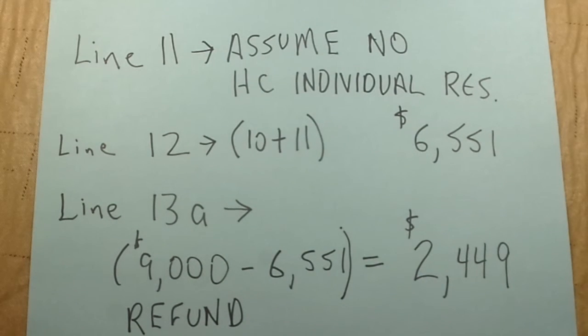So in line 13A, we're calculating the refund, and we have the $9,000 that Dick and Jane had withheld from their checks, minus the $6,551 tax due, and they get a refund of $2,449. Most people are pretty happy with the refund. Do notice, though, that the only reason they have a refund is because they paid so much in. Take care. Let me know if you have questions.